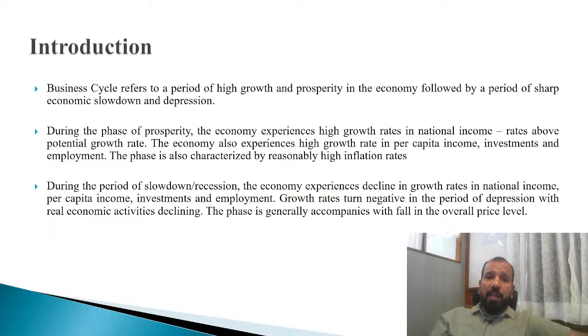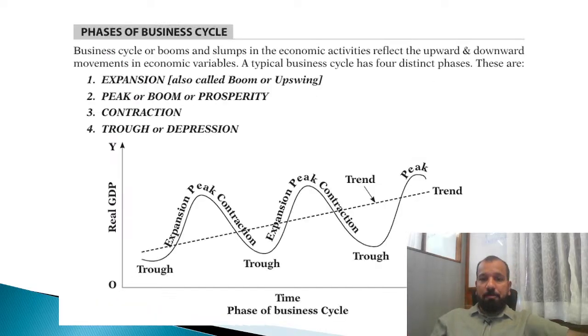During the phase of prosperity, the economy experiences a high growth rate in national income, above the potential growth rate. The economy also experiences a high growth rate in per capita income. When things are going well, every macroeconomic indicator increases, from per capita income to investment to employment. The phase is also characterized by a reasonably high inflation rate. During a slowdown or recession, the economy experiences a decline in the growth rate of national income, per capita income, investment, and employment.